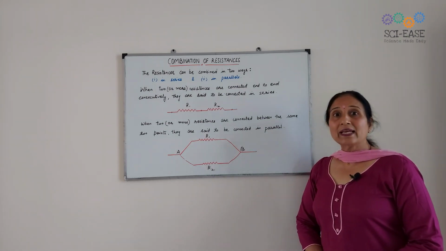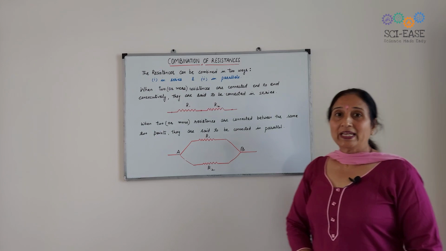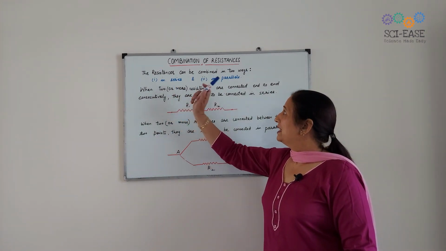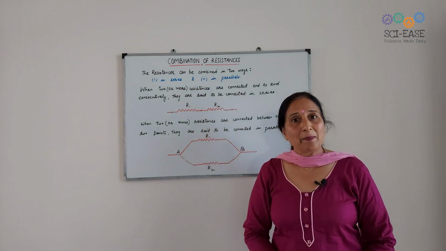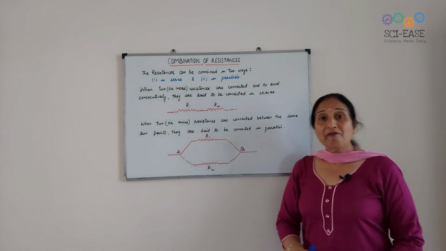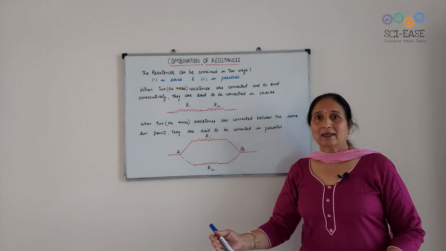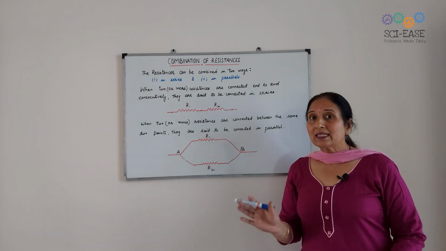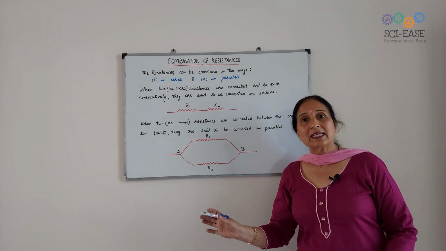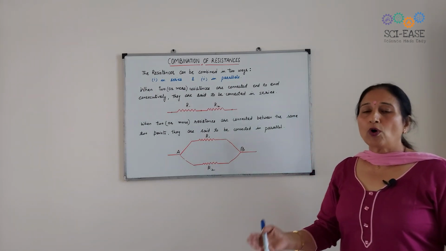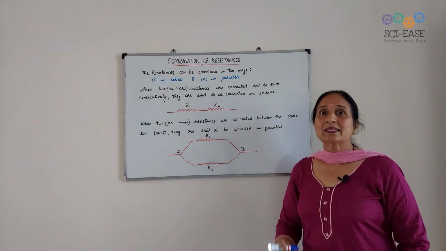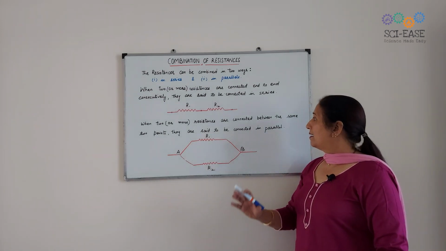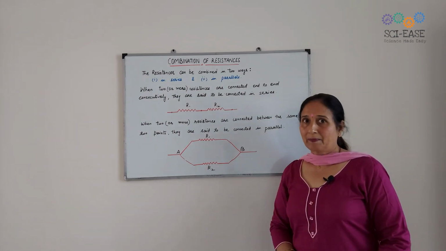So the resistances can be combined in two ways. The first one is in series and the second is in parallel. If we want to increase the resistance, then the resistances will be connected in series. But if we want to decrease the resistance of a circuit, then the resistances are connected in parallel.